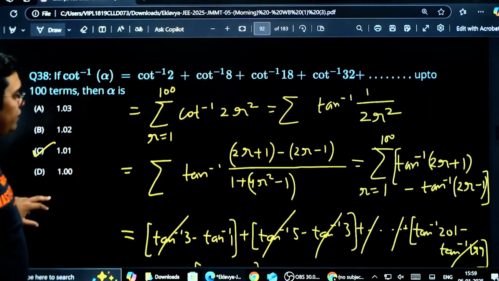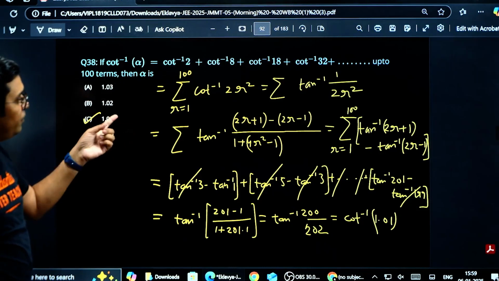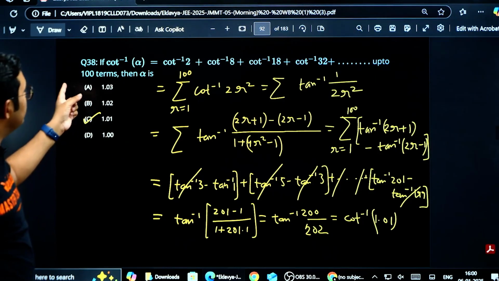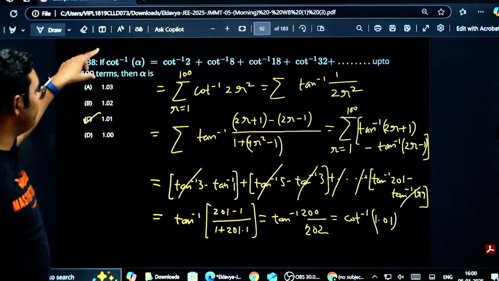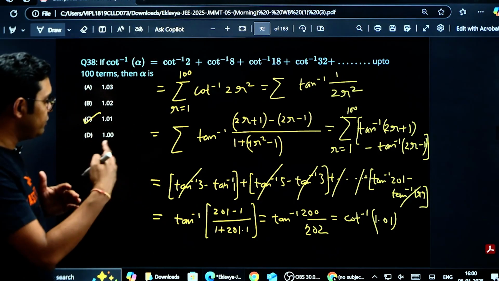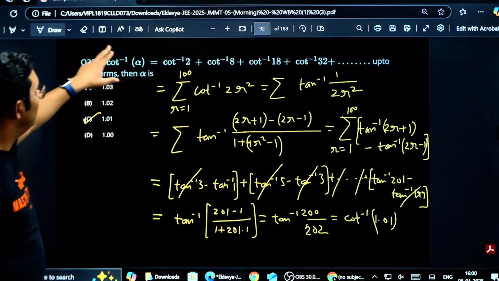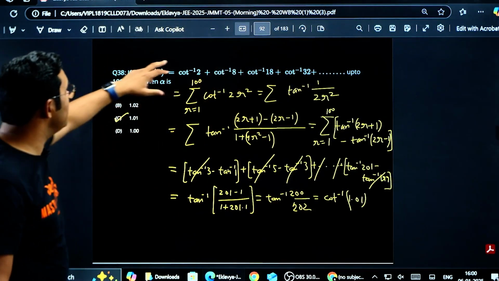If this goes up to infinity, the answer comes to pi by 4, that is cot inverse 1. They are asking in terms of cot inverse alpha, so for infinity this alpha becomes actually 1. As the number of terms increases, you can see from here also that this will almost tend to 1. Okay, now coming to the next question.